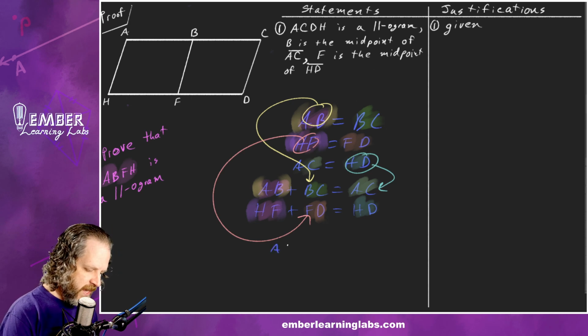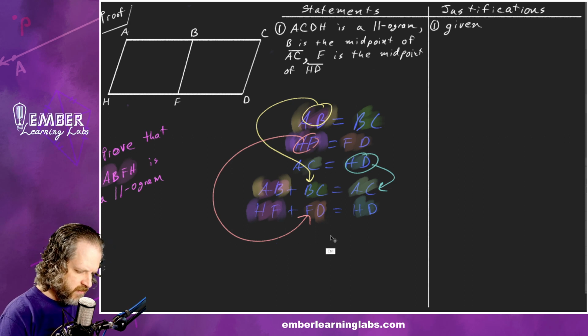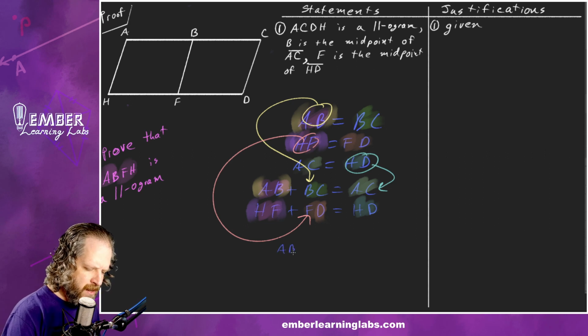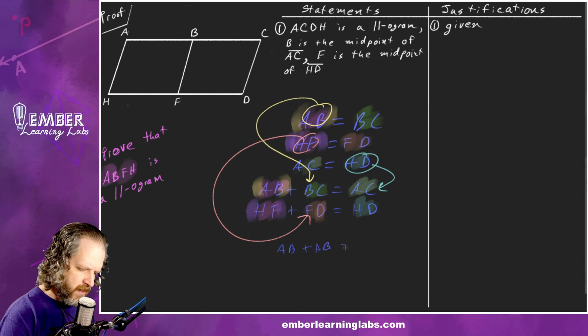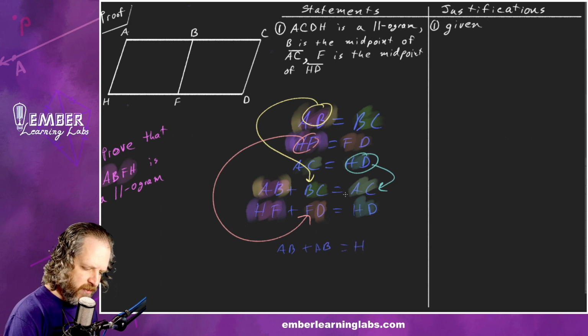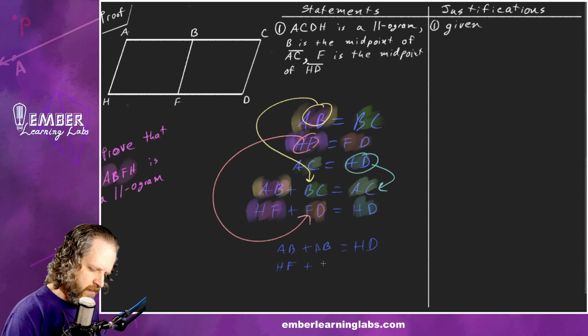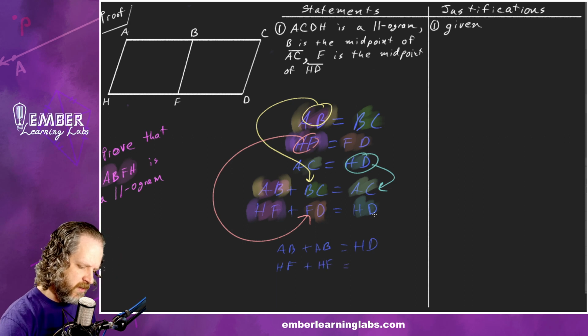So I can turn this into AB plus AB equals HD, right? That's what we replace this top one with. And then on this bottom one, I can turn it into HF plus HF equals, still HD. Now look at that.